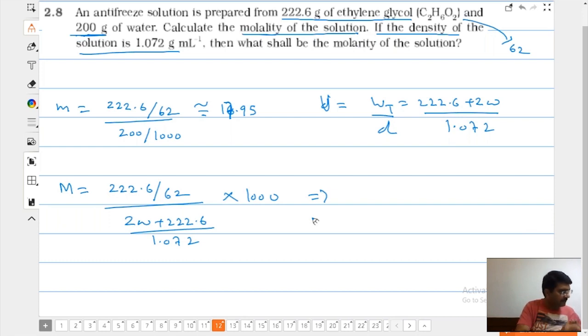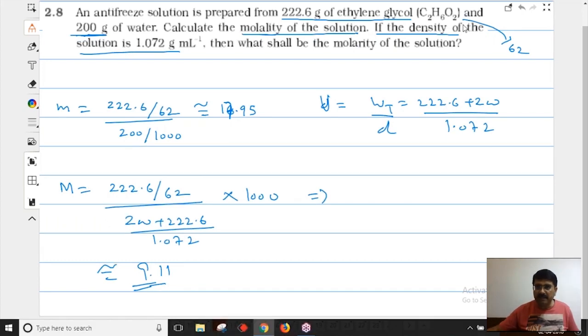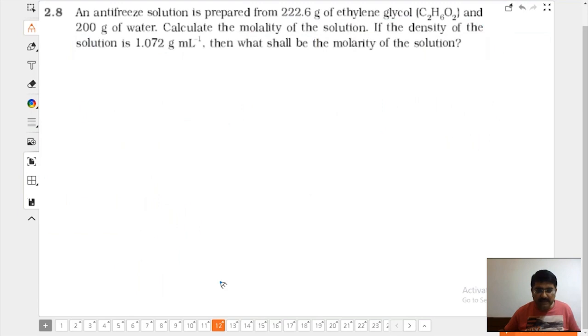9.11. Siddharth, check once again, beta. I have the answer. It is 2.8. It is from NCERT only. Just give me a few seconds. 2.8. This is 9. Okay, chalo, let us take it approximately as 9. This sign goes for approximated. We have to solve lots of problems, beta, whenever the time comes. Chalo, please, let us do one thing.